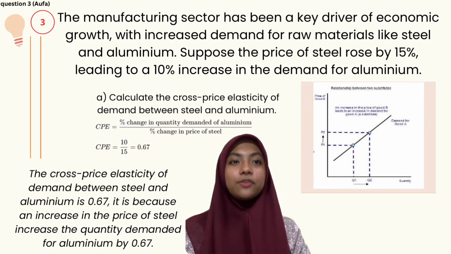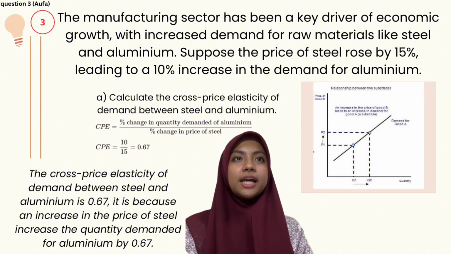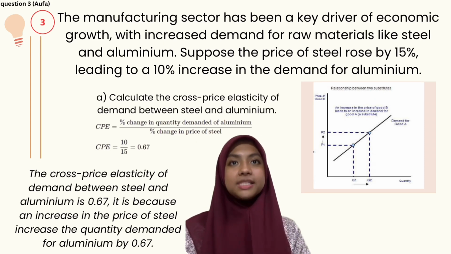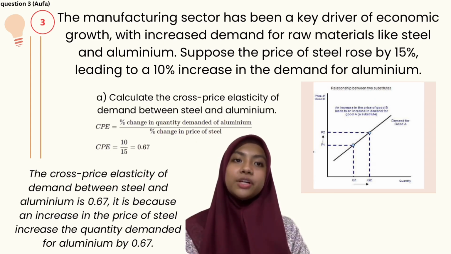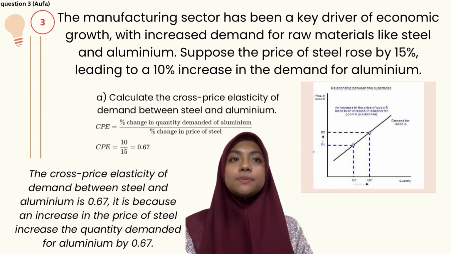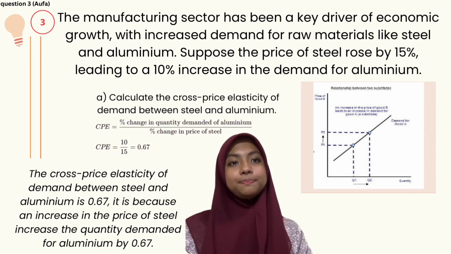Hi, my name is Aufa and I'm here to present question 3. The manufacturing sector has been a key driver of economic growth, with increased demand for raw materials like steel and aluminium. Suppose the price of steel rose by 15%, leading to a 10% increase in demand for aluminium. So question A is, calculate the cross-price elasticity of demand between steel and aluminium.